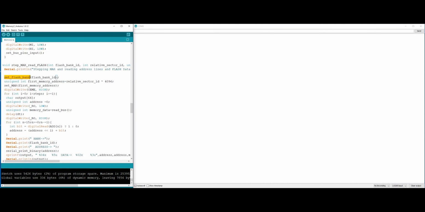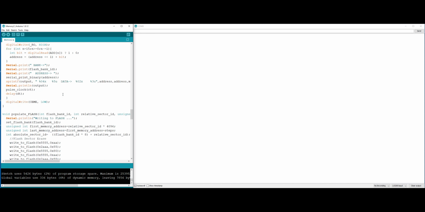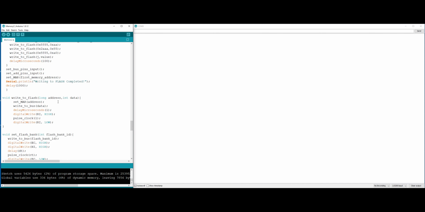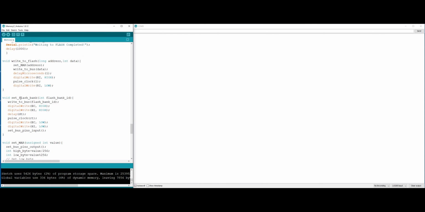But the first operation that we are going to do is actually setting our flash bank. So we're calling a function called setFlashBank, and we're passing that parameter, that value that we set when we're calling the function. Let's first look at setFlashBank and see how it works. It's quite simple. We talked about it in the circuit: if you want to set a specific flash bank, the only thing that we need to do is write that bank ID on the bus, and then read it into our flash selector circuit. And that's exactly what we're doing here.